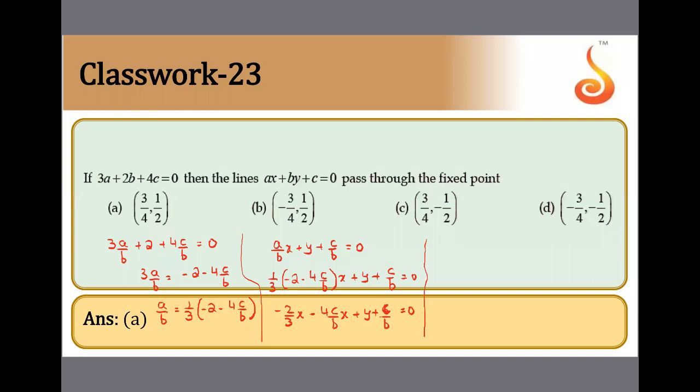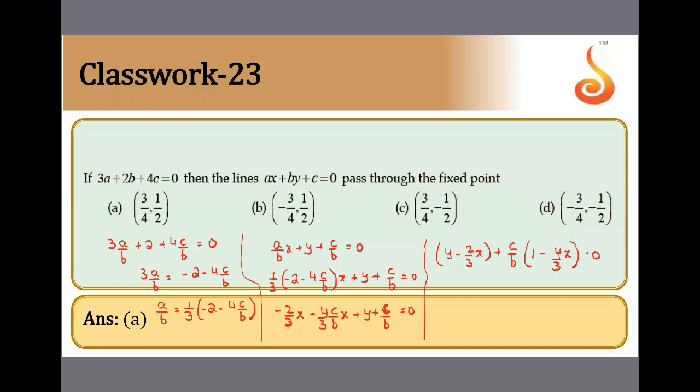Next step, this can be written as y minus 2 by 3 x plus c by b times 1 minus 4 by 3 x. Somewhere I made a mistake. I missed 4 by 3. Yes, this is 4 by 3. Okay, c by b times (1 minus 4 by 3 x). Clear? Is equal to 0.